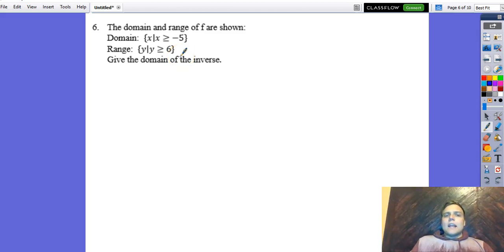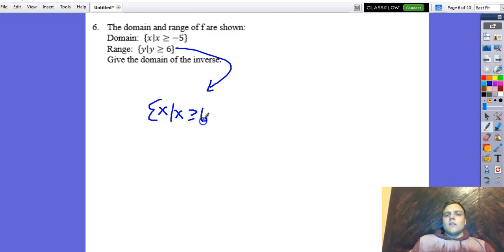Remember, the domain and range of the original, you switch them to become the domain and range of the inverse. So that means the domain of the inverse is simply the range of the original. So here's the range of the original. So then that is the domain of the inverse. All you have to do is change y to being x. And there you go.